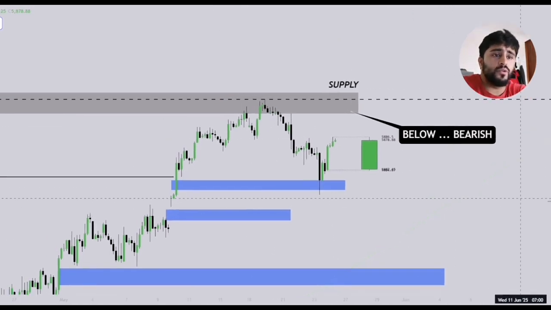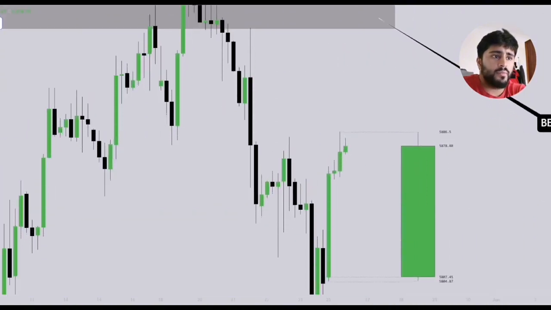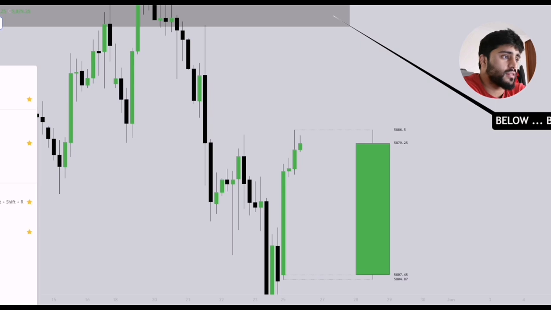So we've looked at the bullish fair value gaps. Now let's look at the bearish fair value gaps, right? So we have a bearish fair value gap resting just over here on the S&P 500 created last week, right?